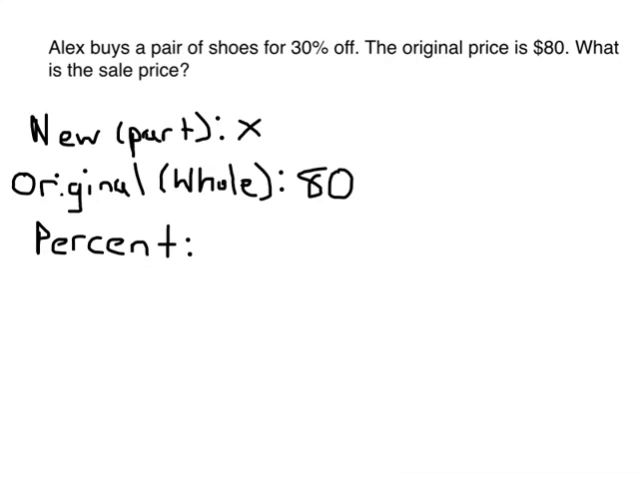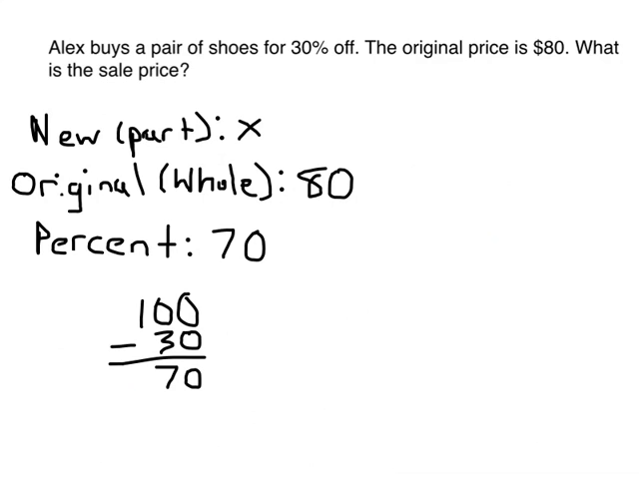Now we need to find the percent. The pair of shoes is sold for 30% off. How could I find the new percent? I would need to subtract 30 from 100. So what is the new percent? The new percent is 70. 100 minus 30 is 70.